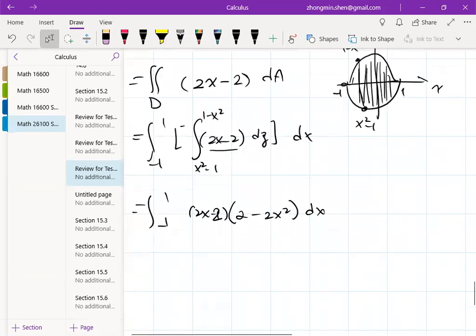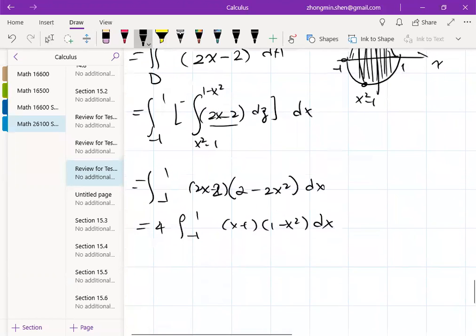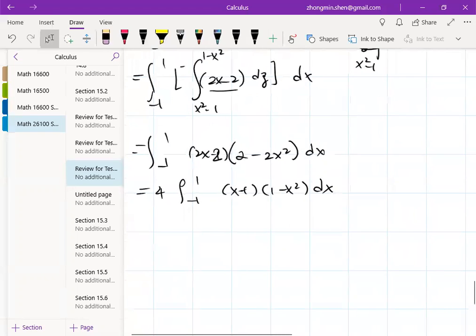Right. Yeah, you can take a 4 out. It's going to be x minus 1, 1 minus x squared dx, and you have to multiply this out in order to evaluate the integral. All right. So I do not want to complete this single integral. Okay. All right. So this is the next one.